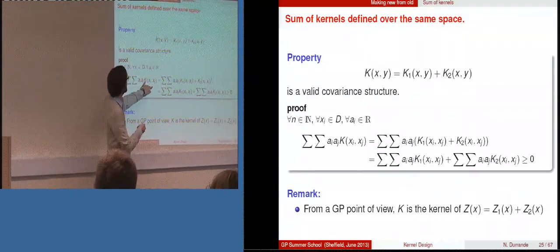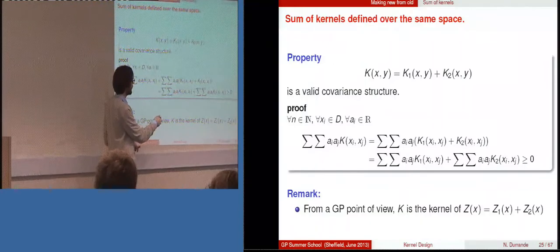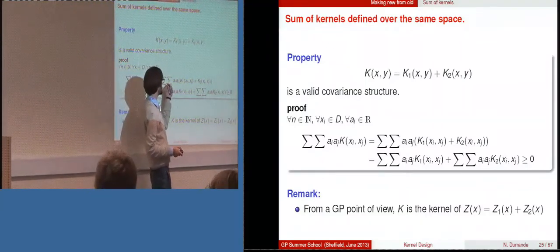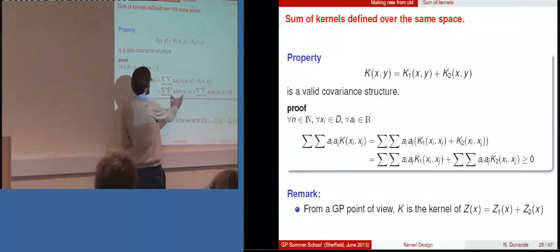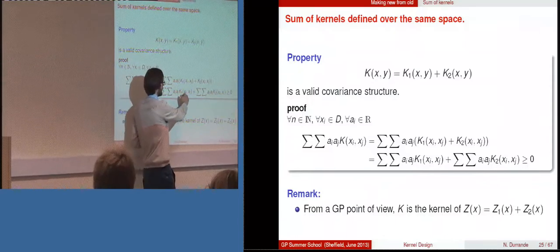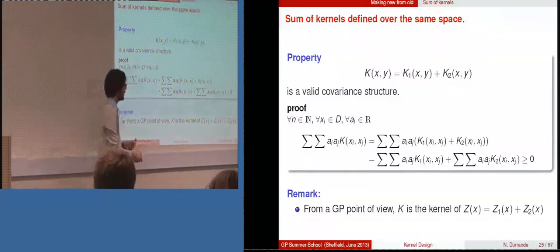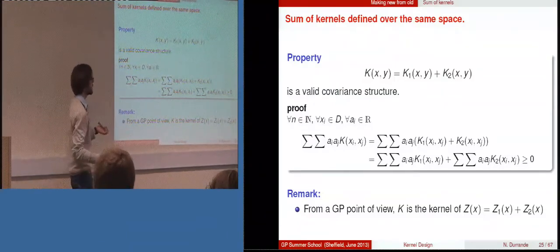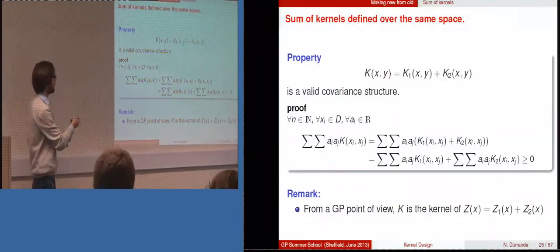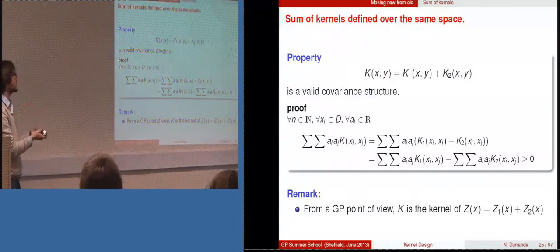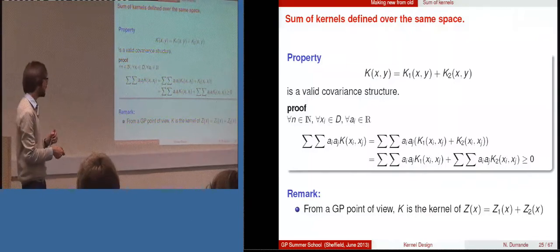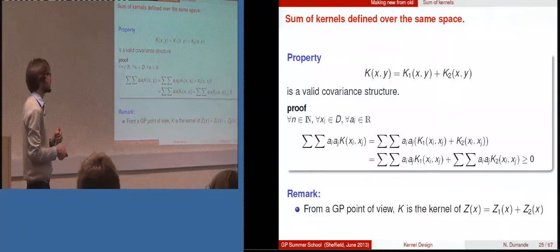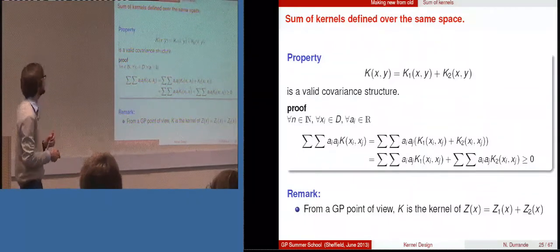We take this double sum. Here k is equal to k1 plus k2, so we write that down. Then we can split this sum into two sums, the first over k1 and the second over k2. This one is positive because k1 is positive definite. This one is also positive because k2 is positive definite. So you end up with a result that is positive. That shows that k is a valid covariance function. So you can sum covariance functions together when they are defined over the same space. From a Gaussian process point of view, k is the kernel of the sum of z1 and z2.